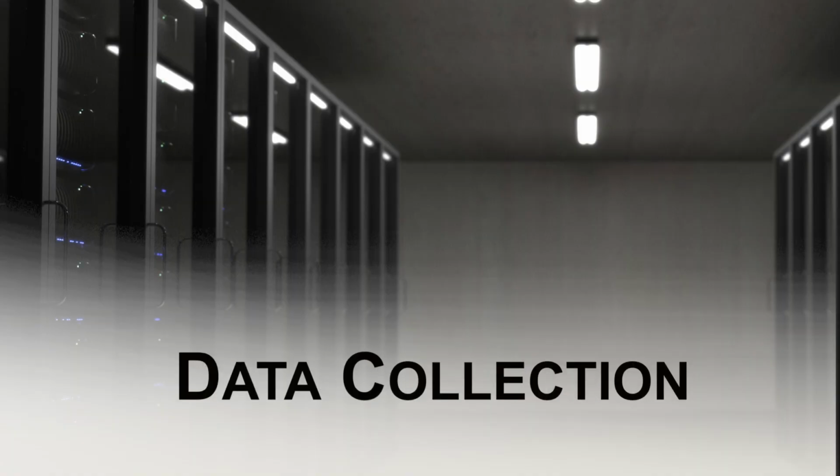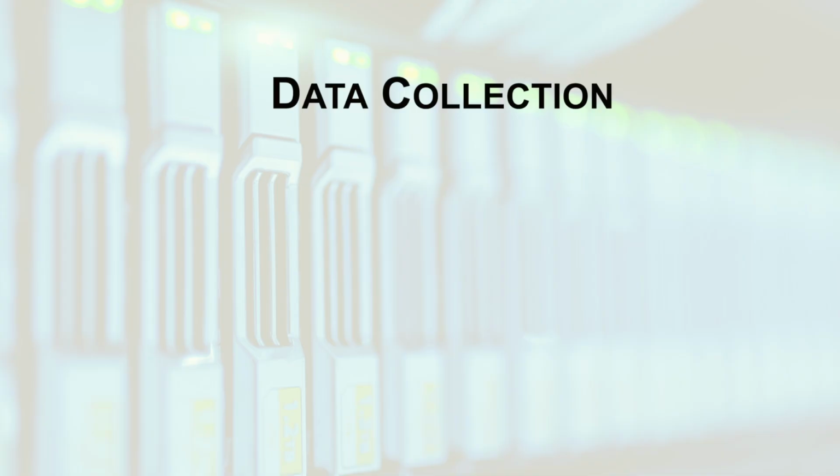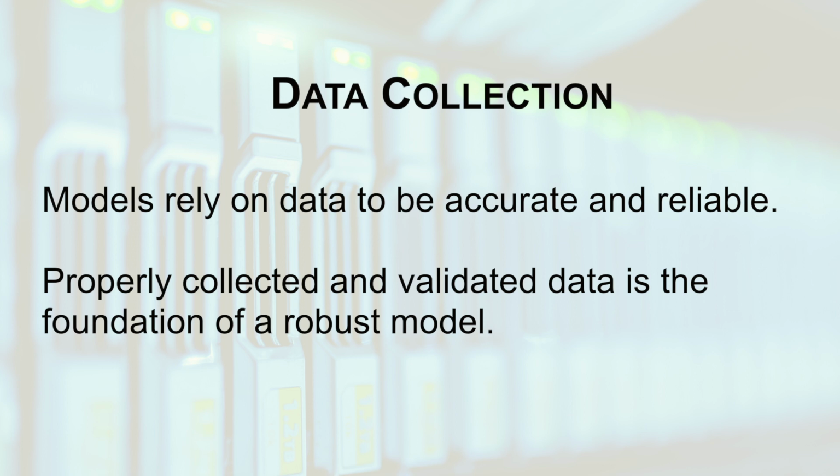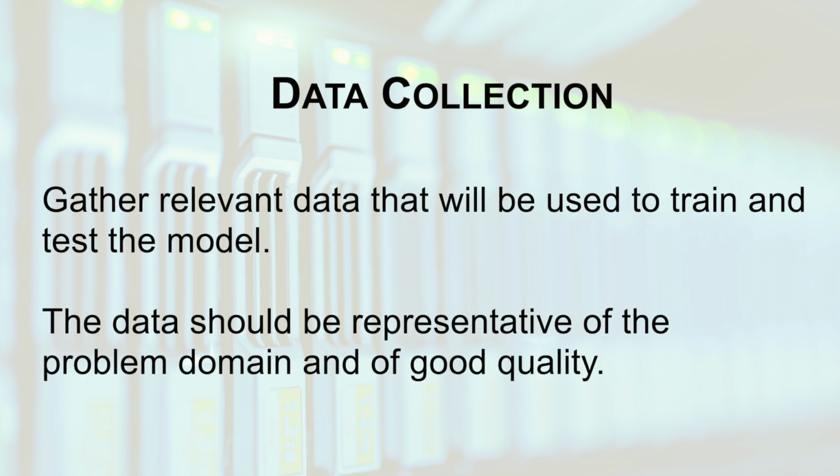Next is data collection. Models rely on data to be accurate and reliable. The food, or you can say the ultimate factor which decides how the model will work, or which decides the training of the model, is basically the data. So this data needs to be properly collected and validated. It is the foundation of a robust model. Gather the relevant data that will be used to train as well as test the model. The data should be representative of the problem domain and also of good quality, like the data should be diverse in nature.